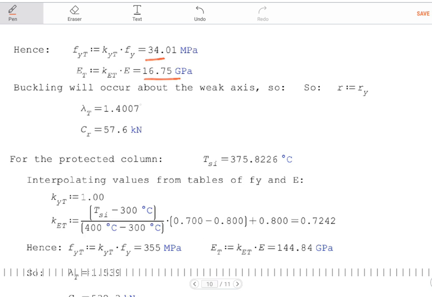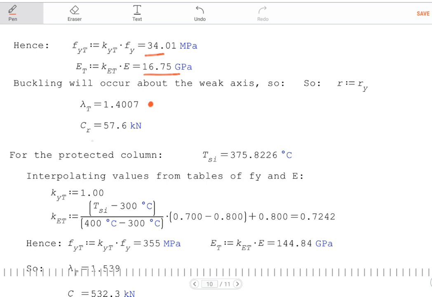Plugging those values in the calcs above, there's our non-dimensional slenderness, there is our final compressive resistance. And you'll see below, our ambient compressive resistance is above 800. So our column has gone from 800 to almost 60 because of the temperature increase.